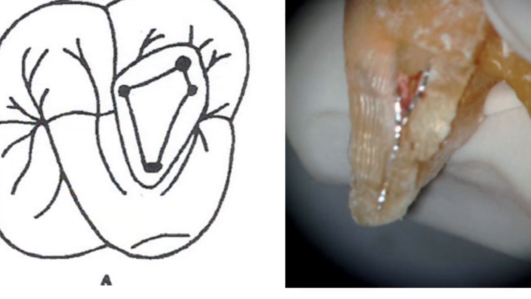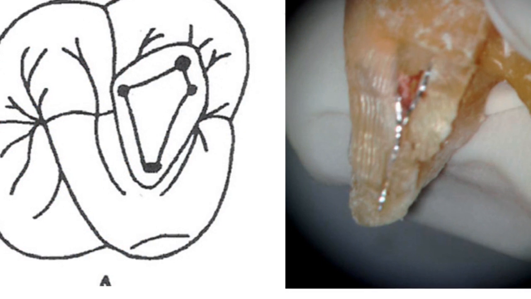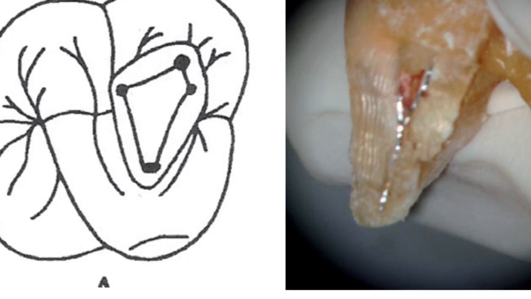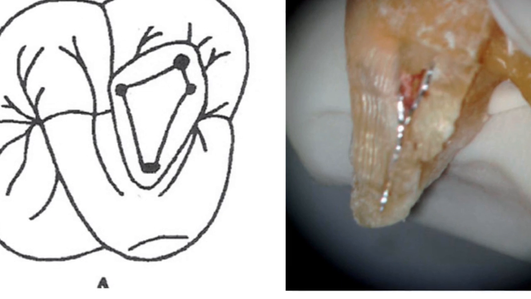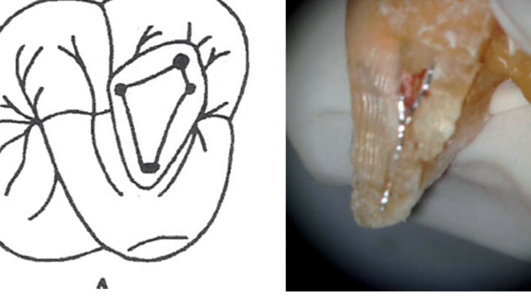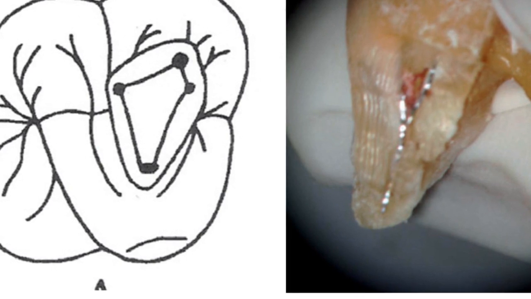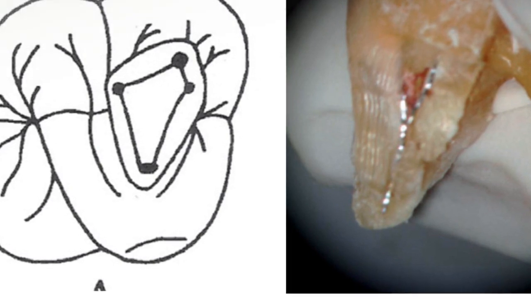That is another picture showing you the MB1 and MB2. They are joined together. The MB2 is very narrow, so when you do the instrumentation for it, you need to be careful so that you will not cause any perforation.